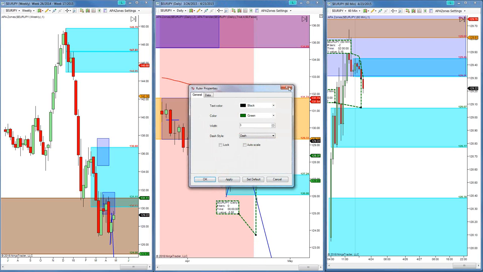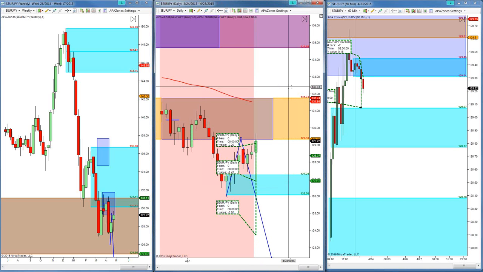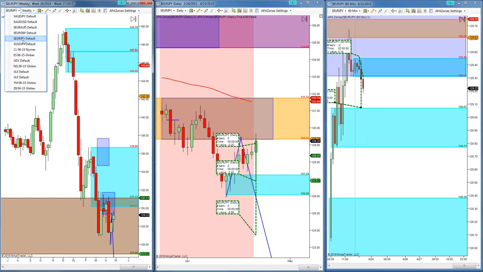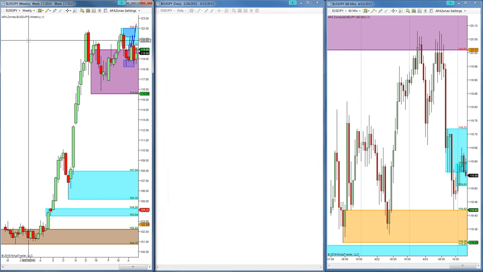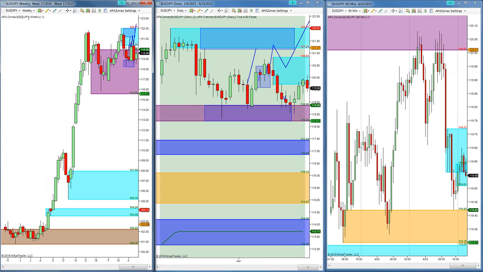So that would be something of what I would be looking at here. Okay? So I hope that makes sense as to how all this stuff works out. And moving right along, I'm going to move over to the dollar yen.